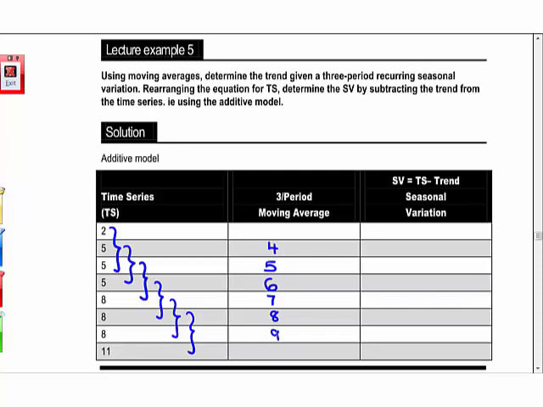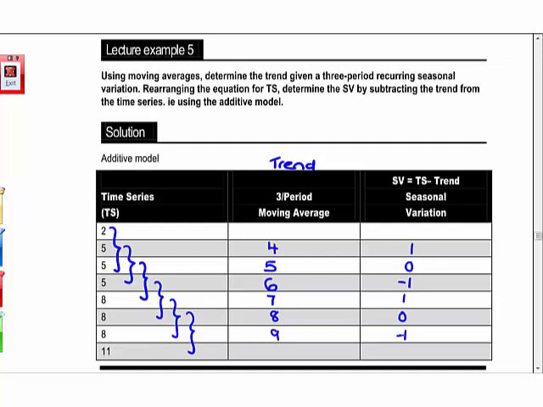What we need to do though is we need to have a look at our seasonal variations. So that's the time series, take away this trend that we've worked out here. So 5 take away 4 is 1, 5 take away 5 is 0, so it's spot on the trend. 5 take away 6 is minus 1. So what we can see then here is that the seasonal variation is going to be below the trend line because 5 would go below the 6 on the trend line. 8 less 7 is 1, and 8 take away 8 is 0, and then finally we've got minus 1 again.